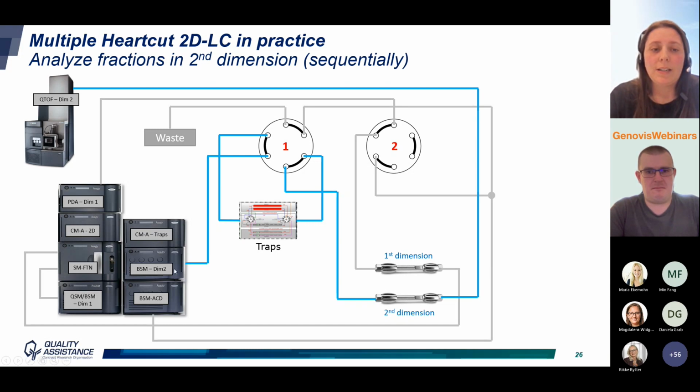We send the flow from this BSM, backflush the trap column, and then the compounds are eluted on the second dimension column and analyzed with the QTOF on the second dimension detector. If we have several trap columns with several compounds trapped, we need to run this second dimension gradient several times, once for each trap column.